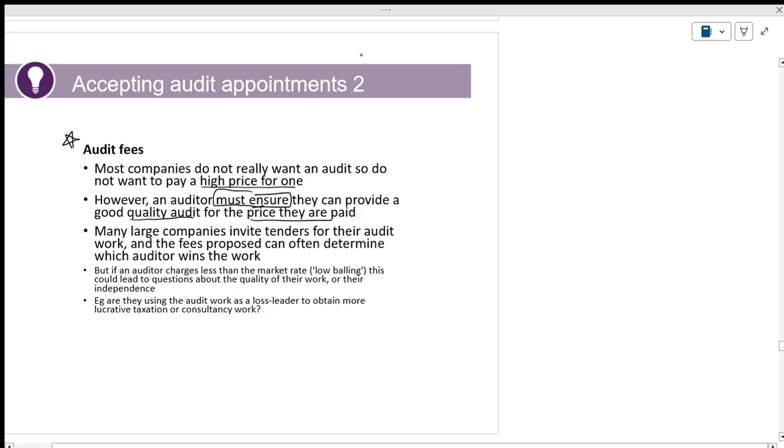What will happen if you don't submit your audit reports? Your business license will get cancelled. It is mandatory that you have to submit an audit report; only then will there be continuation. Many large companies invite tenders for their audit, and the fees proposed can determine how much work you are going to do.